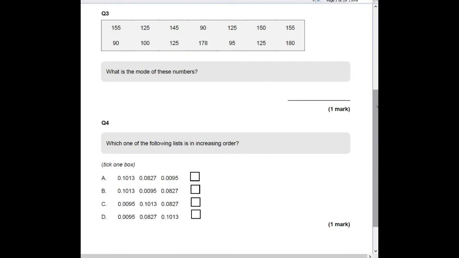Question 3 is asking us what is the mode of these numbers. So the mode means the most. So what number occurs the most? So looking at this, I can see there are quite a few 125s and a few 155s. So the mode, looking at the numbers, we don't have to sort them or anything, is 125, and that is worth 1 mark.